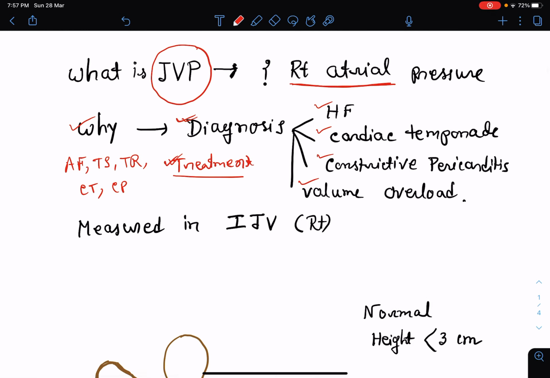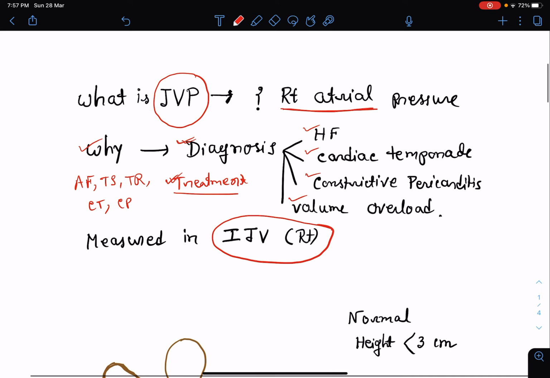JVP is measured in the right internal jugular vein. The right internal jugular vein lies just beneath the medial portion of the right sternocleidomastoid muscle, and just lateral to the internal jugular vein lies the external jugular vein, but we are not concerned with the external jugular vein. Sometimes there may be some confusion in identifying the internal jugular vein and the carotid pulse.